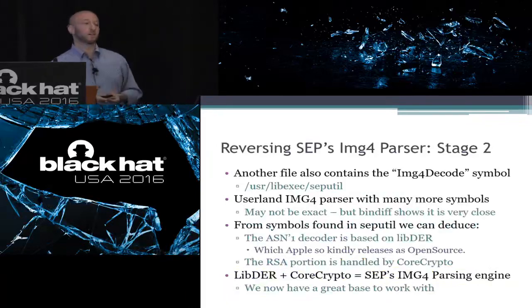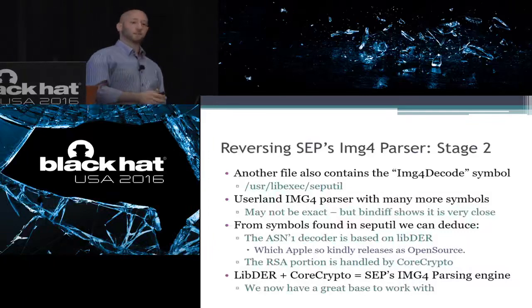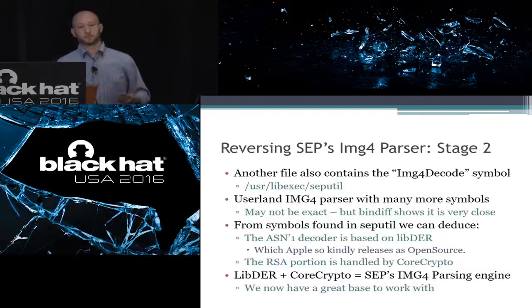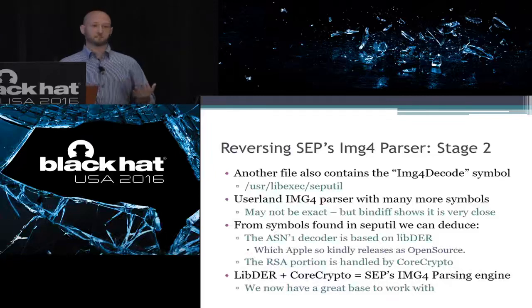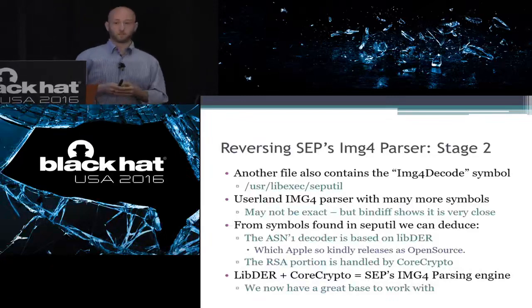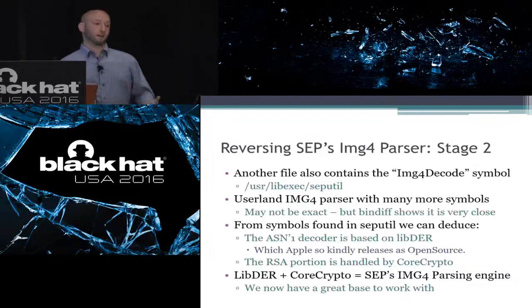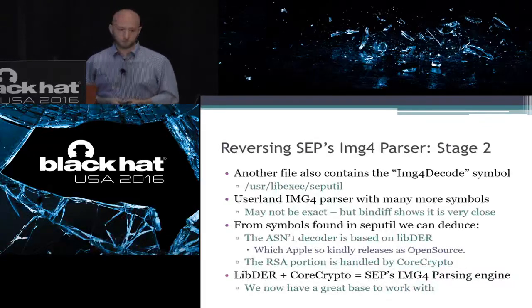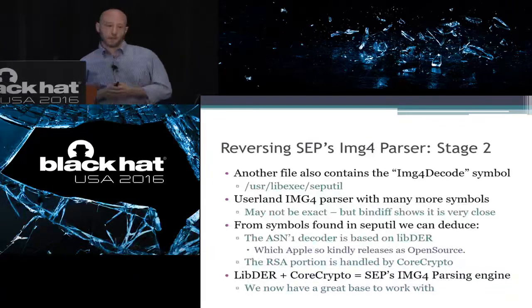So now that we know of this image4 decode string, where else can we find it? Well, inside of the SEP util itself, which is used to send firmware, is this symbol as well as a bunch of others. Effectively, it's a full userland image4 parser. That gave us a lot of information, and combined with some fun Googling, we found that this is based on the libdir ASN1 parser that Apple actually releases open source. So we got a bunch of fun information from that. And in addition, the RSA portion, the PKI, is done by Core Crypto, which, while not fully open source, is reviewable.